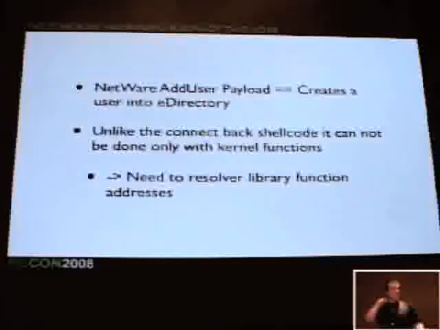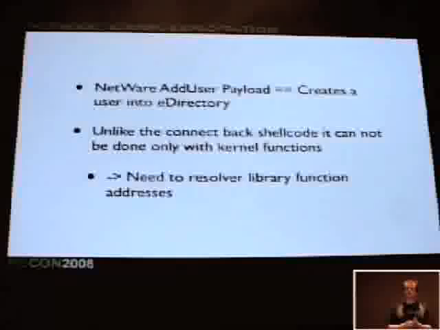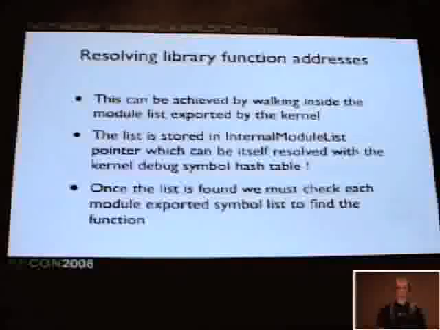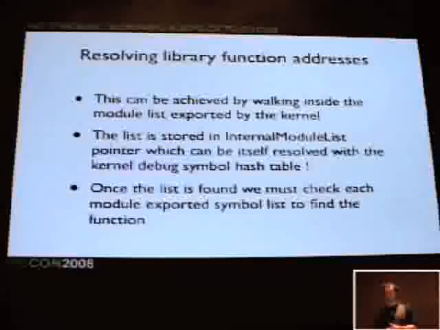So as I said, the payload is just to create a user in the eDirectory tree. Contrary to the connect batch shellcode, we cannot use the debug symbol hashtable to resolve the functions to manage eDirectory. And to do that, we need to resolve library function addresses. To resolve them, it's pretty easy. We just have to work inside the module list, which is exported by the kernel.